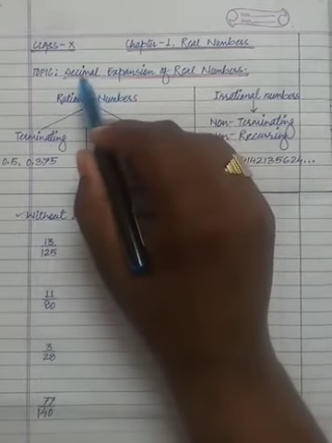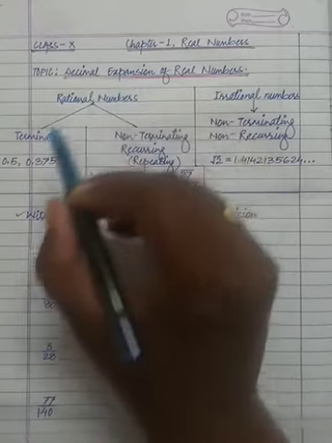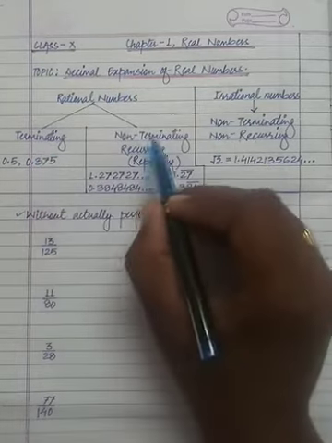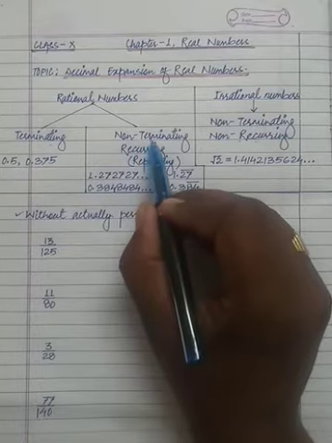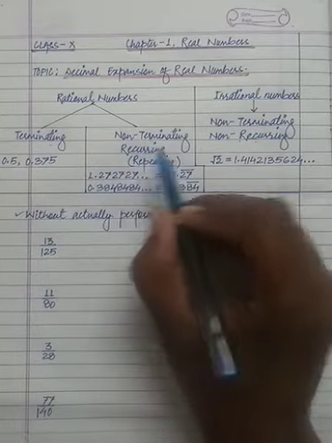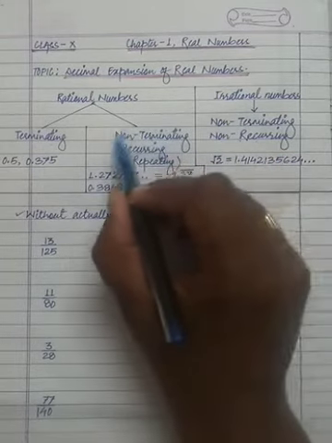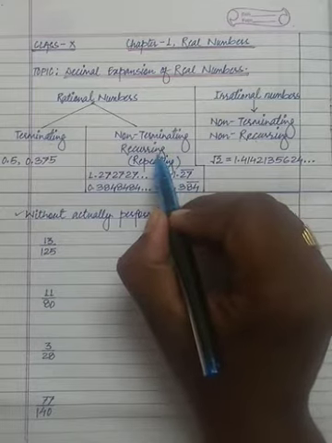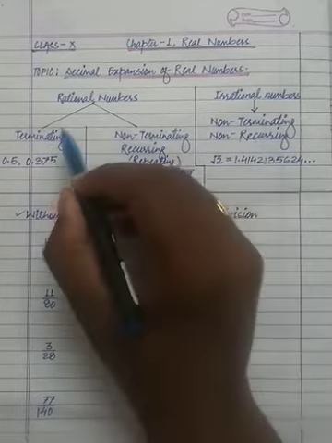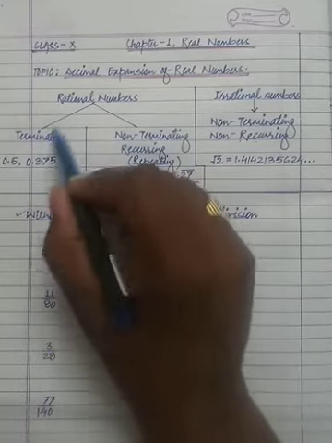Now, we know that the decimal expansions are of two types. The first is terminating and the second is non-terminating. Non-terminating are of two types, recurring and non-recurring. Students, you have to learn this concept that in case of non-terminating, you have to specify whether it is recurring or non-recurring. Now we will see these types of decimal expansions one by one.